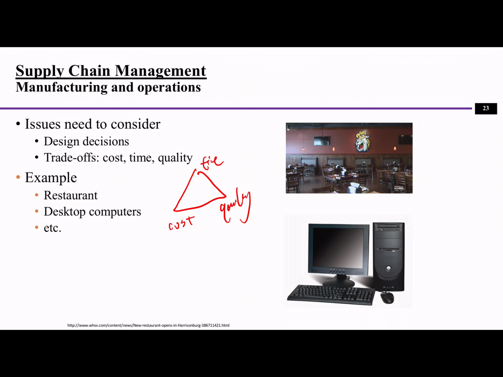These three items are related. For example, if you spend more time, you're probably going to increase the quality, but it's going to cost you more, right? If you decrease the quality, then it will probably cost you less. Then the problem is you get some quality issues. So the decisions are always around this kind of triangle. As a manager, you have to think about how to balance those three metrics in order to make a better decision.